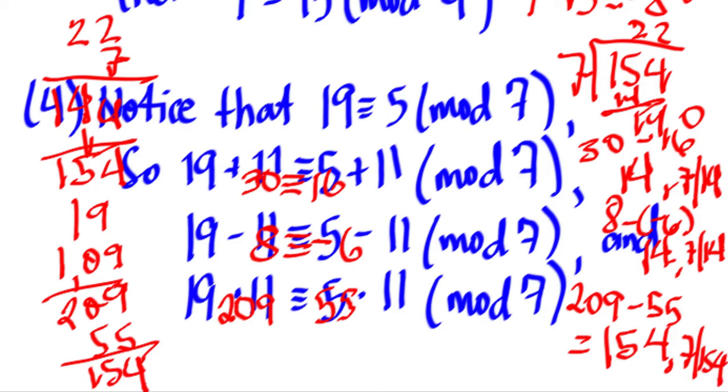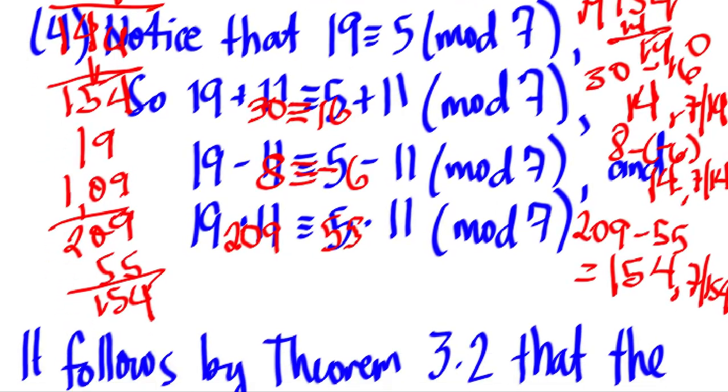So that's the main thing in theorem 3.2. If you have a congruence, and you're going to do something with the left hand side, you will need to do it with the right hand side in order to preserve the congruence, provided that the modulo is not changed. We will end this video with this statement.